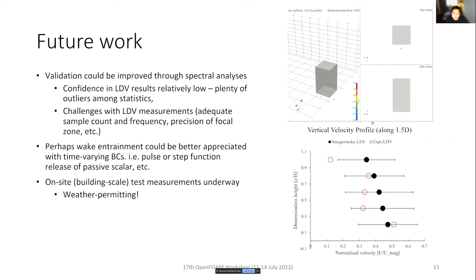Like I mentioned, the validation could be improved. Instead of looking at the first moment statistics, we could perhaps look at spectral analysis and maybe some kind of a 2-point correlation. And also, I think we could somewhat improve our confidence in our LDV results, because the results I think are not that good in relation to the CFD results. We're having some troubles getting an adequate sample count based on a particular frequency, and also the precision of the focal zone becomes a challenge with such a small test section.